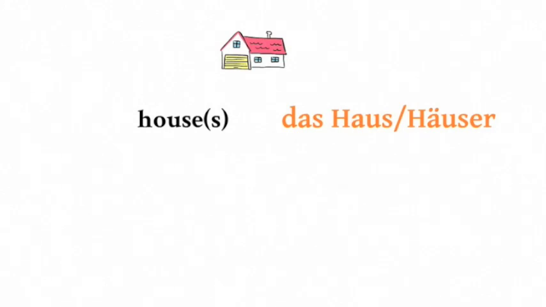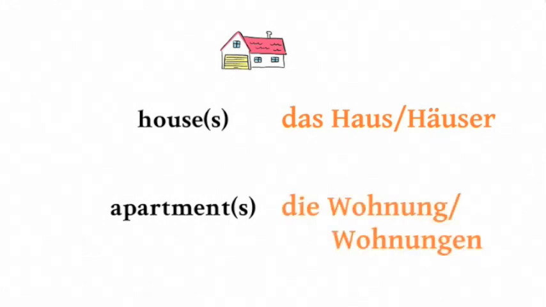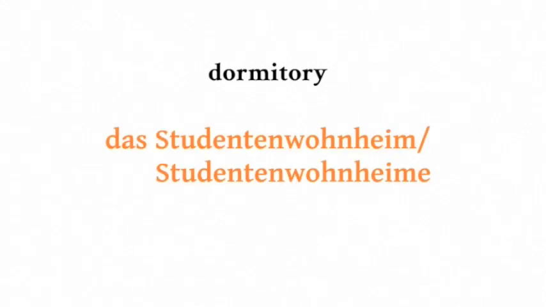House or houses in German is das Haus, die Häuser. Apartment or apartments, die Wohnung, die Wohnungen. If you are a student, you will probably be living in a dormitory. In German, das Studentenwohnheim or die Studentenwohnheime.